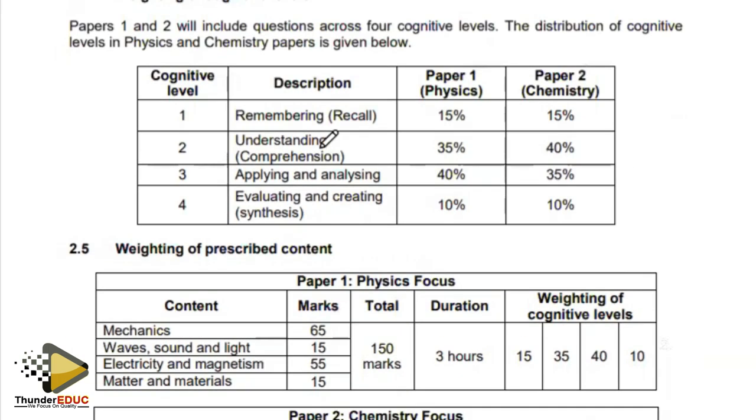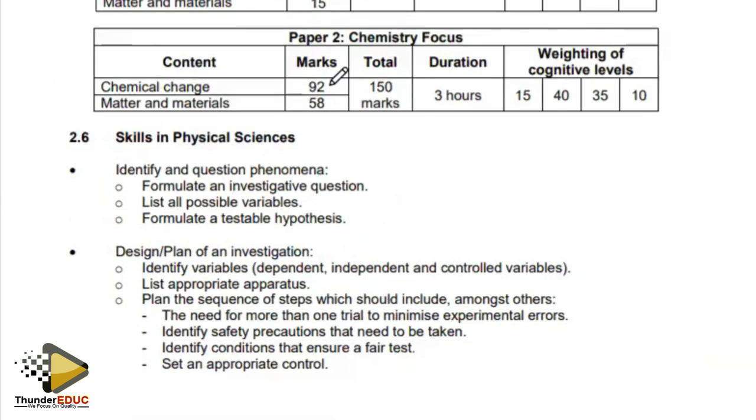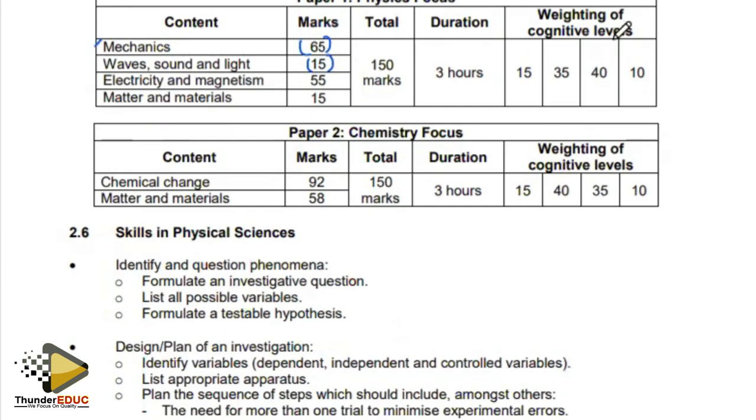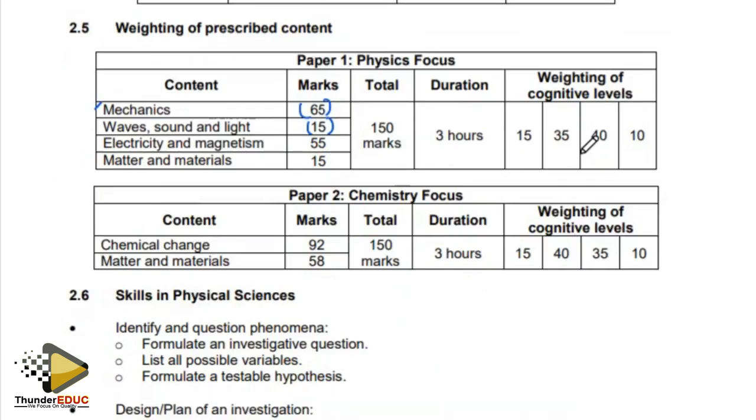As per the weighting of the paper, we shall have mechanics. Mechanics is going to carry most of the marks, which is maybe 65 plus minus. Then waves, sound, and light shall have 15 marks plus minus. Electricity and magnetism will account for plus minus 55, and then matter and materials will go for 15 marks. Those marks will be cutting across all the levels, level 1, level 2, 3, and 4. So the most complex is going to carry more or less the least amount of marks.